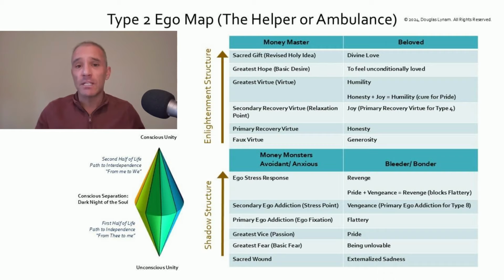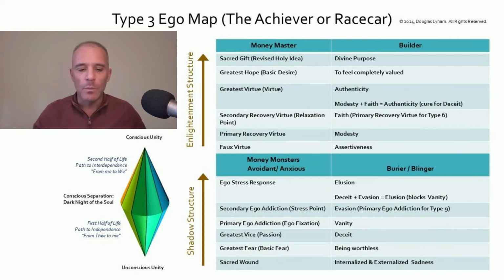And that's really the spiritual path for the type 2, bringing them more into conscious unity with the world, and moving into that interdependence rather than that selfish independence they're trying to get from their unhealthy shadow structure. Now, moving on to type 3, which is my favorite.